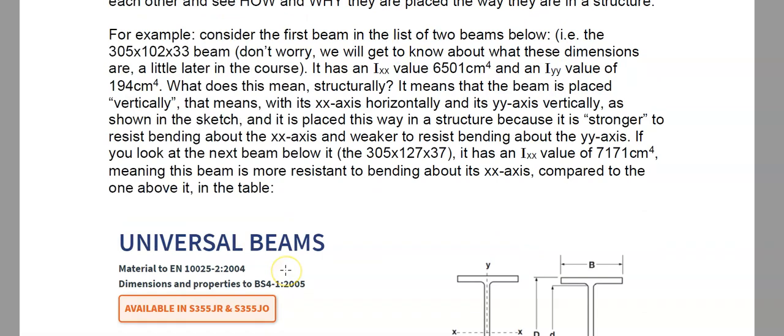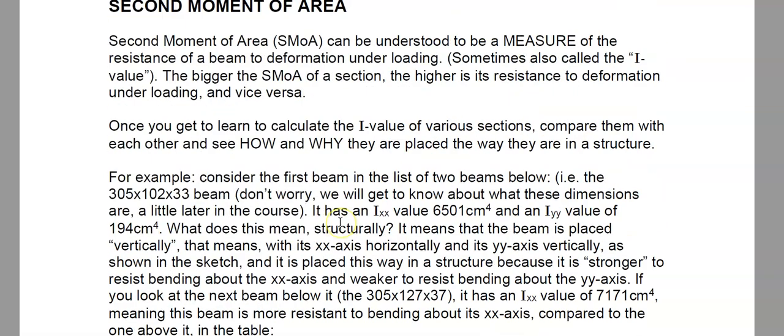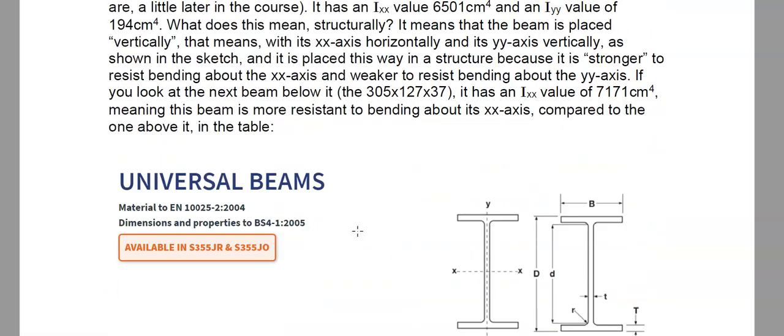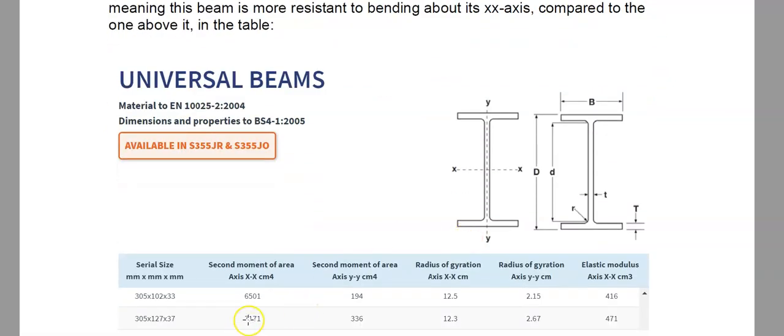Okay, so what does the I value mean? The I value is actually a measure of how much a beam can resist deformation or bending under loading. So we want to place a beam in such a way that the bending takes place about the axis with the bigger I value. That's what second moment of area is all about.